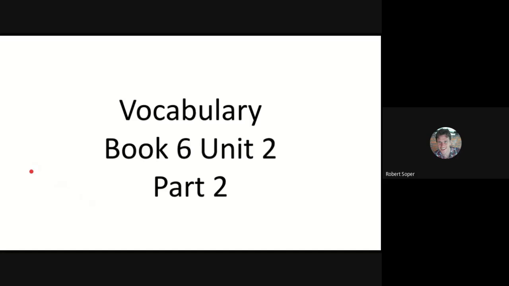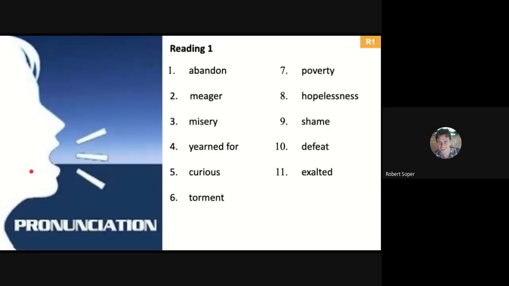Okay, let's press ahead. So the very first thing we're going to cover is just a very quick pronunciation practice using some of the words which are important for reading one. So I'm not going to talk about the meaning too much here, but we're just going to practice pronunciation instead. So let's start with number one.